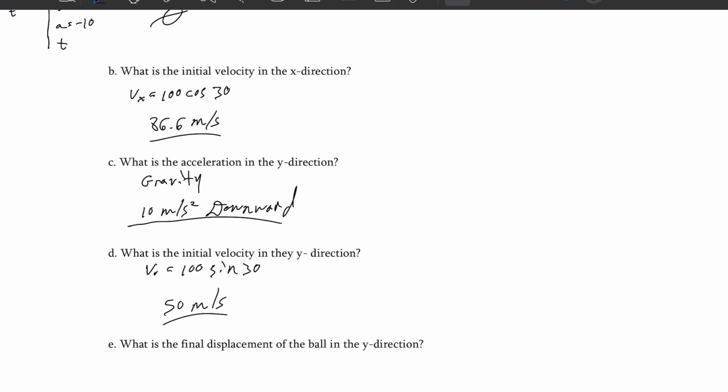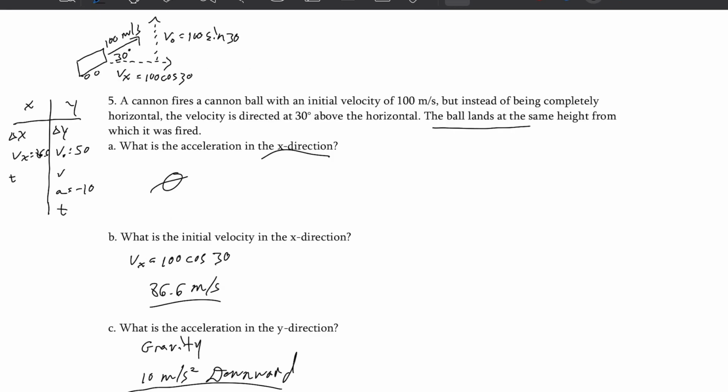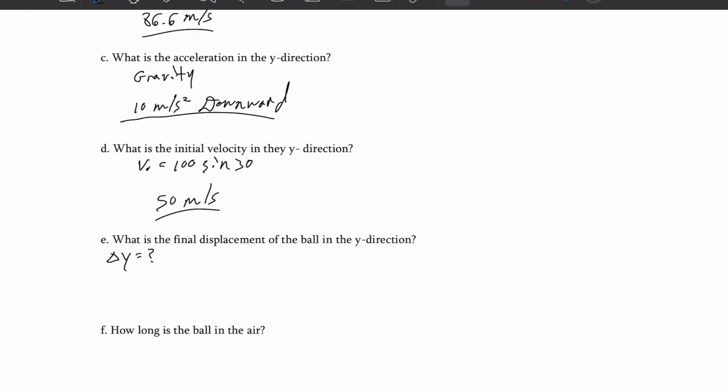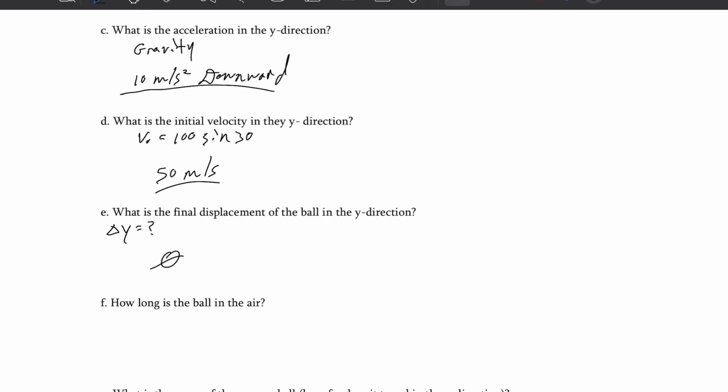What is the final displacement of the ball in the y direction? So they're asking about delta y. Final displacement. So where did it start and where did it end? That's what we need to consider for displacement. And at the top, it tells us the ball lands at the same height. If it lands at the same height from which it was fired, it has a 0 vertical displacement in the y.